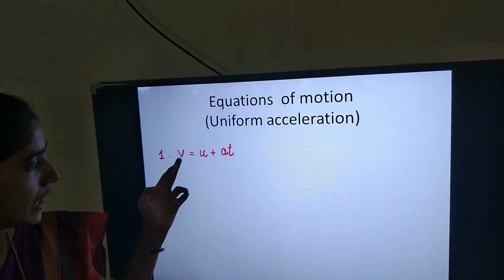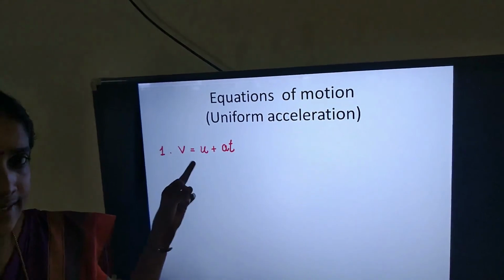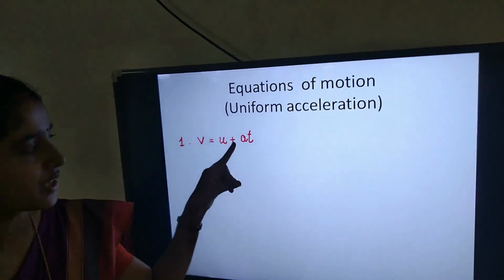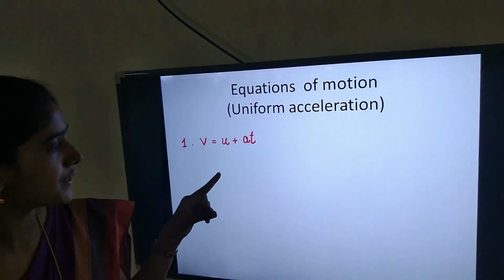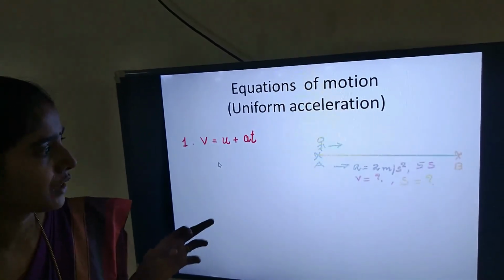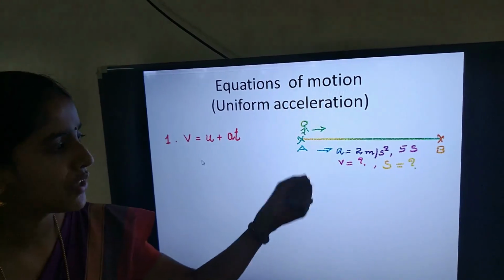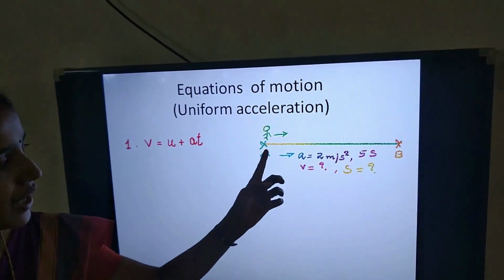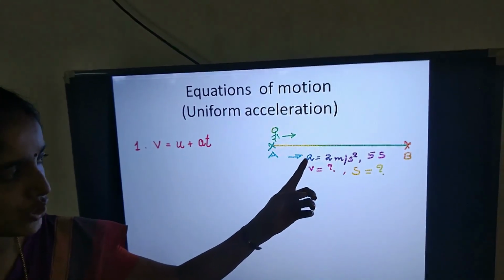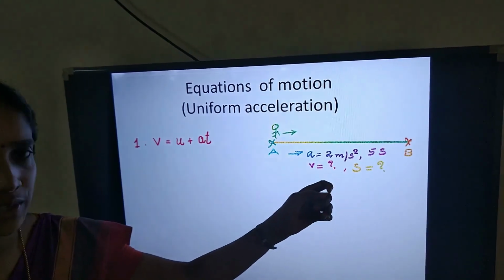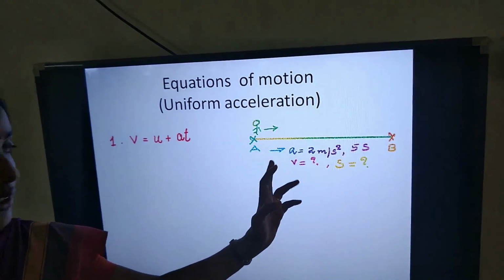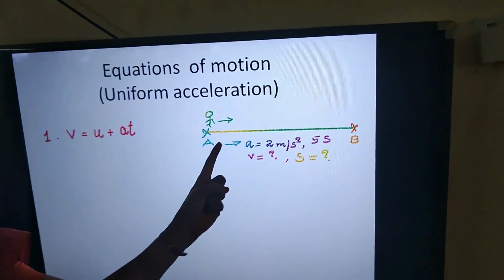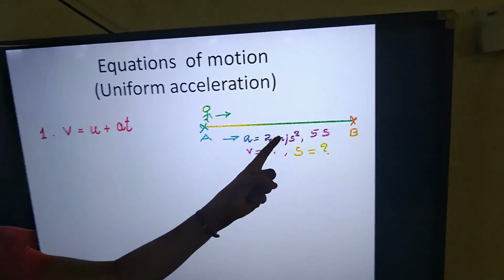So the first one is V equal to U plus AT. U means initial velocity, V means final velocity, A means acceleration and T means time. Now let us see what is the use of this equation. For example, suppose a person travels from A to B with an acceleration of 2 meter per second square. He starts his motion from A, that means the initial velocity is 0. And he accelerates at the rate of 2 meter per second square.